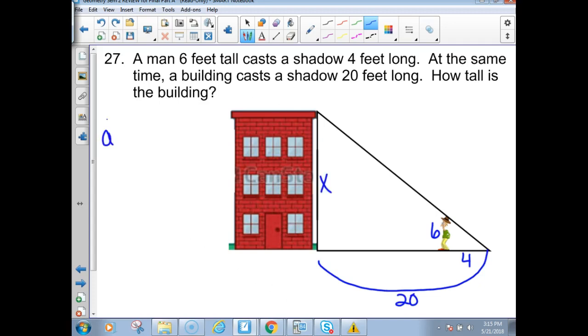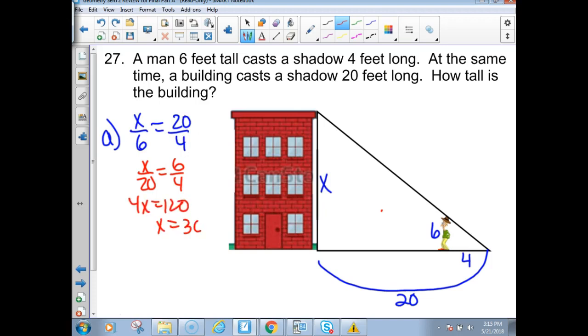Is that part A? All right, so to do part A, we'll just do a proportion. You can do height of building to height of man. Remember, you can write a proportion correctly 4 ways. Or you could do x is to 20, 6 is to 4, or you can do x is to 6, 20 is to 4. That would work the same as if you did x over 20, 6 over 4. You see how you got the same things across from one another? All right, so 4x equals 120. You should divide by 4 and get x is 30 feet.